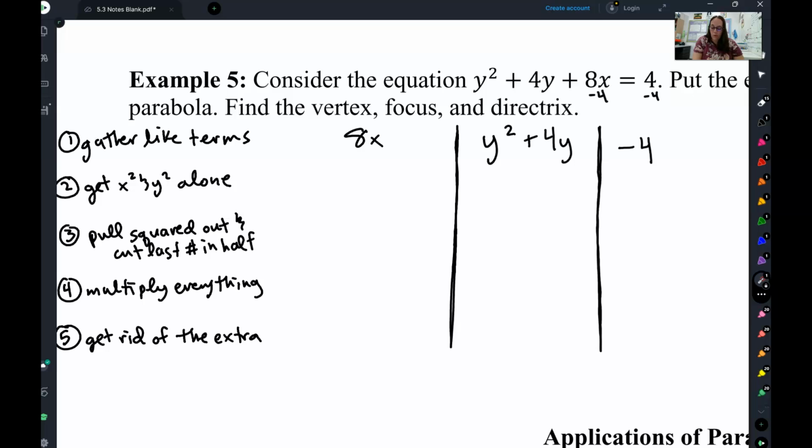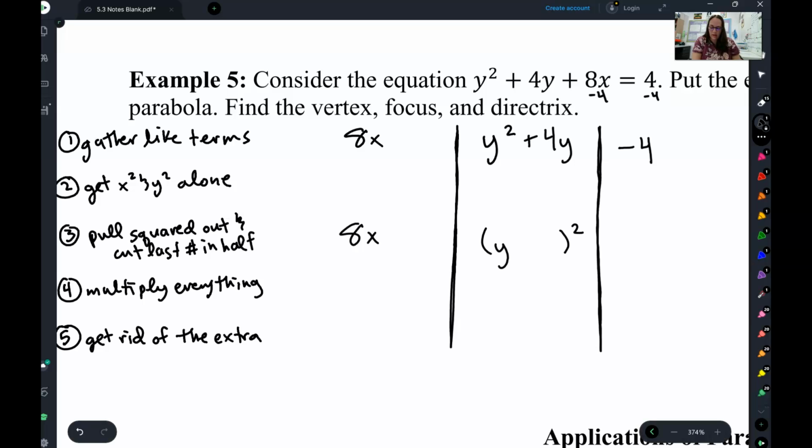Step 3, pull the squared out and cut the last number in half. Notice that 8x doesn't have a squared on it, so there's no squared to pull out. So I'm just going to leave that 8x alone. However, the y does have a squared. So I'm going to pull that squared out and then cut my last number in half. This is a plus 4. I'm going to now do a plus 2. And my negative 4 I haven't changed.